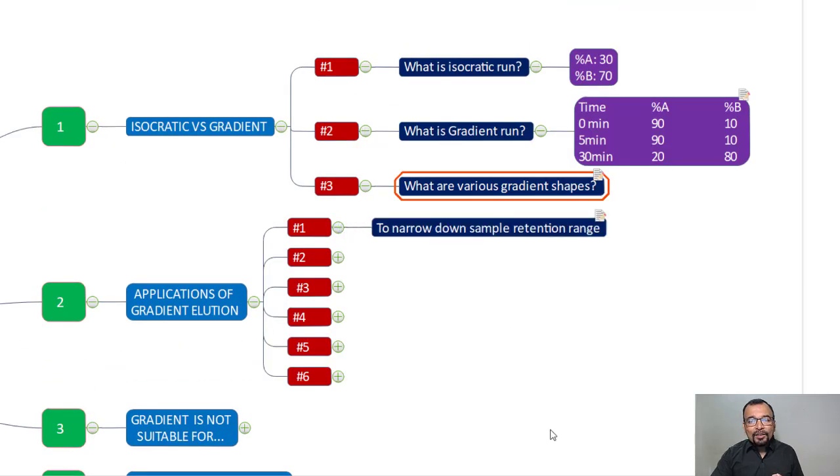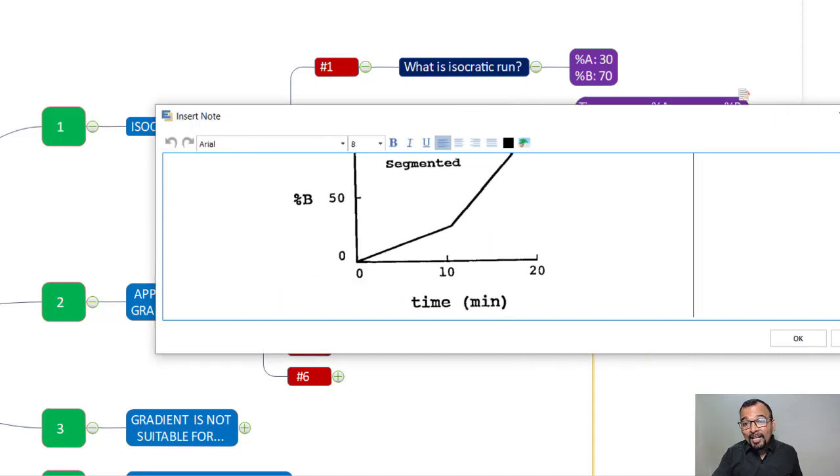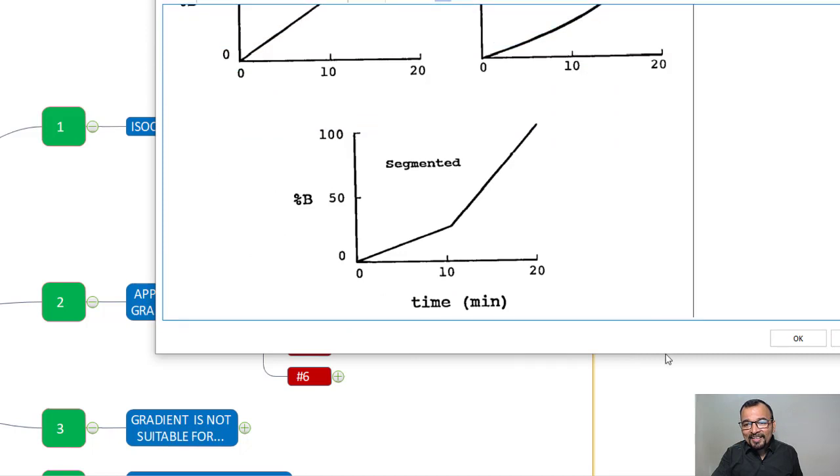The first one is to narrow down the sample retention range. In case your sample contains multiple components, some are polar and some are non-polar. So what is going to happen in the case of reverse phase chromatography? The polar compounds will elute early and non-polar compounds will elute late. Because of this diversity in the sample polarity, you will have the components eluting over a higher range of time. So let us look at the chromatogram and understand how this gradient mode can help us in mitigating this challenge.